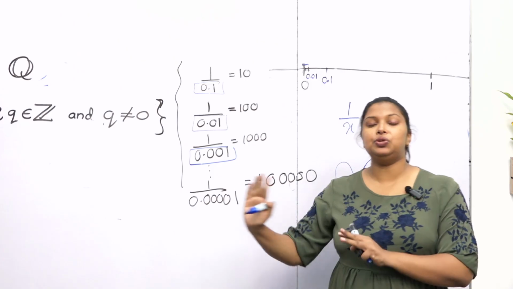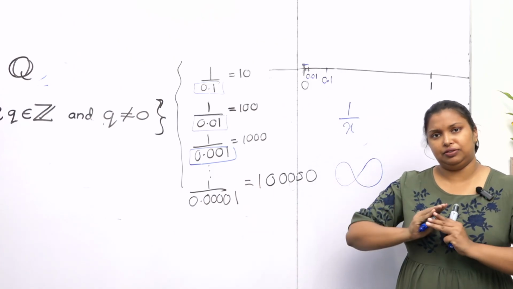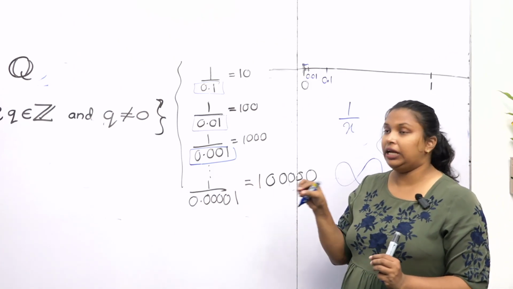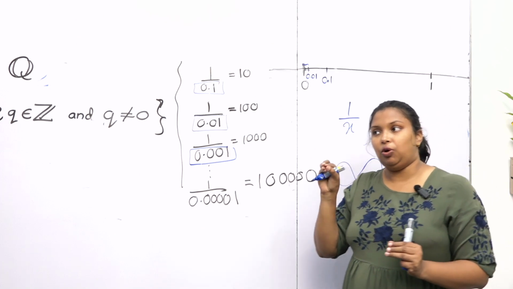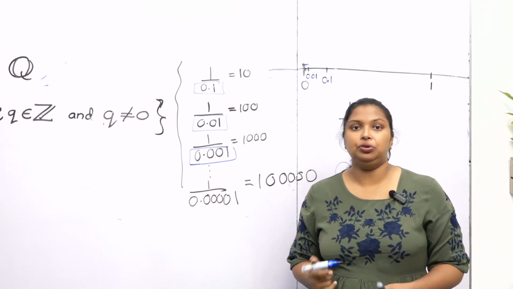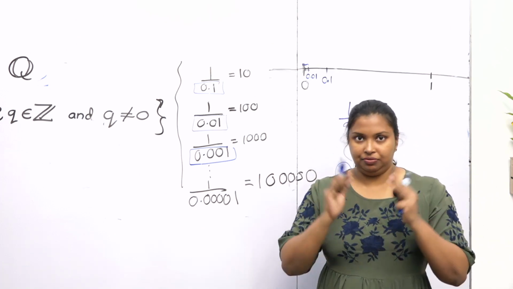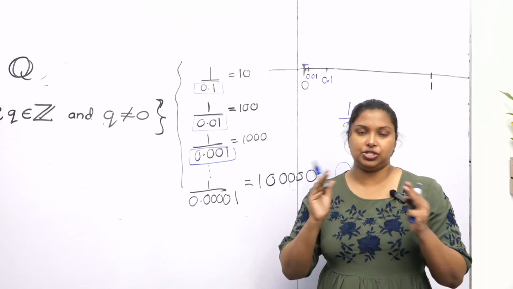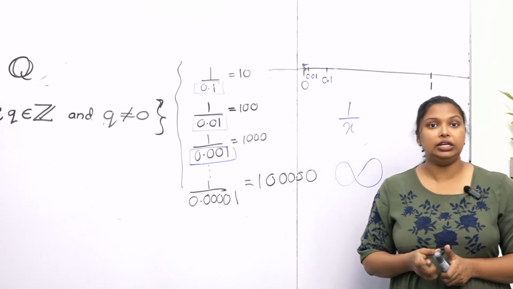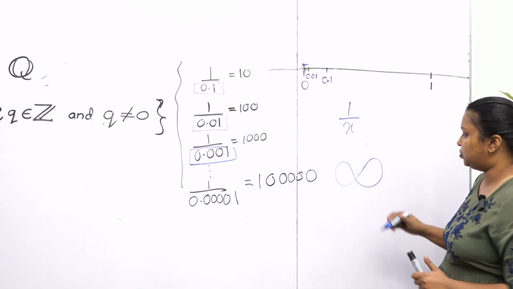Those values tend to infinity. Infinity will be a huge value. When the denominator tends to 0, the value tends to infinity. The overall value, I mean the fraction, tends to infinity.